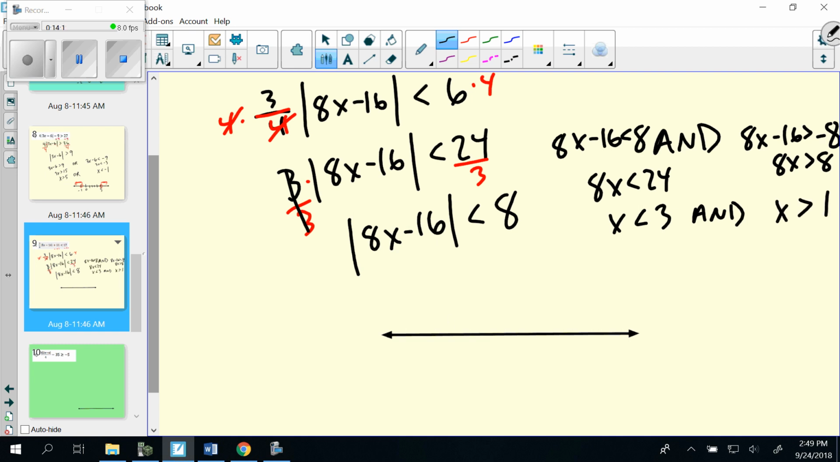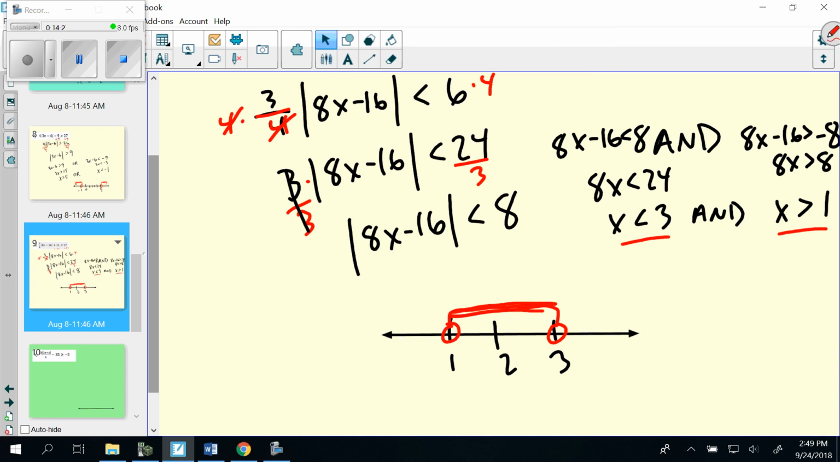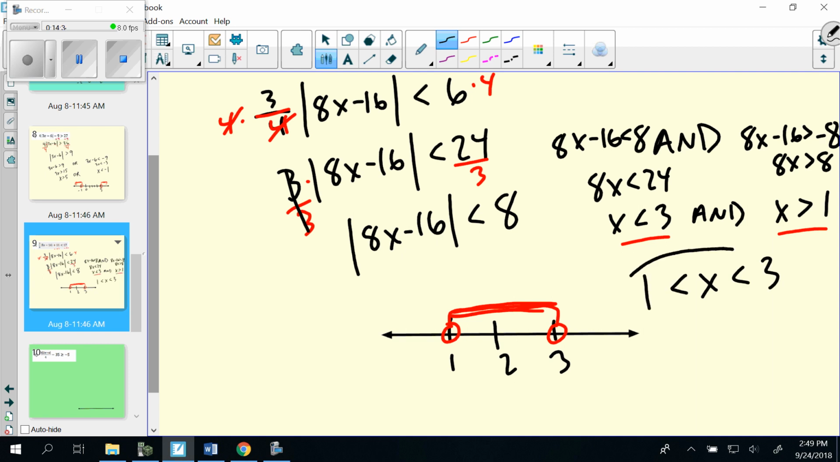So now graphing them. Okay, this one over here, greater than 1, is going that way. Less than 3, that one's going that way. It looks like all the points in between. If you're writing this as a compound inequality, it's 1 less than x less than 3. It looks like that.